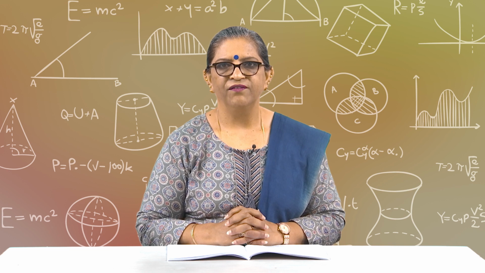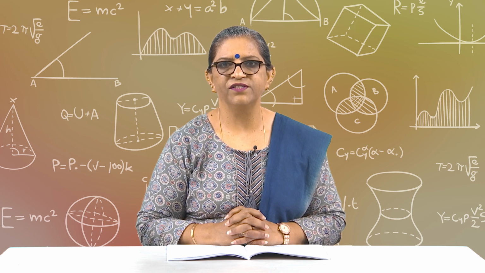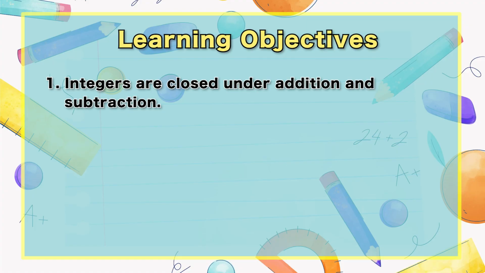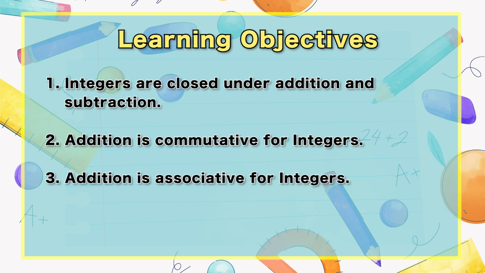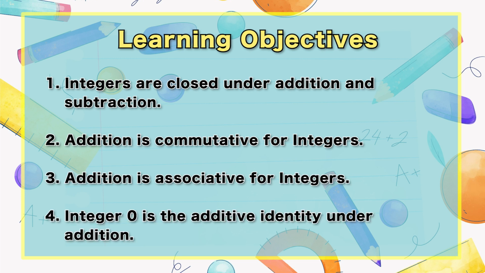First of all, we look into the learning objectives of today's session. They are to let you understand that integers are closed under addition and subtraction. Addition is commutative for integers. Addition is associative for integers. And the integer 0 is the additive identity under addition.